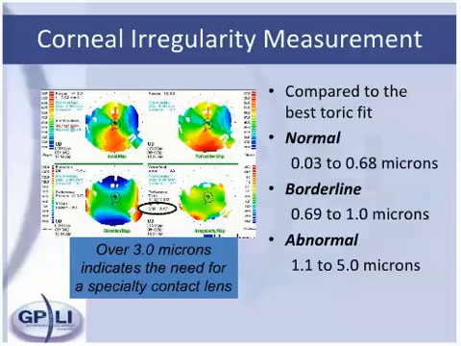The corneal irregularity measurement is the irregularity that's left over after the regular optics have been taken into account. Anything less than 0.68 microns is considered normal. Between 0.69 and 1 microns is considered borderline, and anything over 1 micron is considered abnormal. For the purposes of fitting contact lenses, anything over 3 microns indicates a specialty contact lens will be needed.